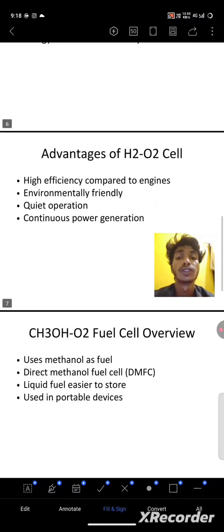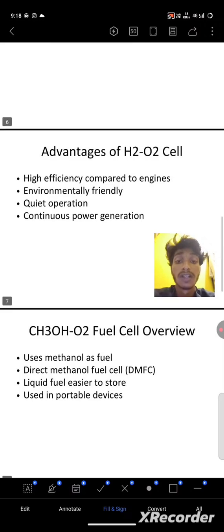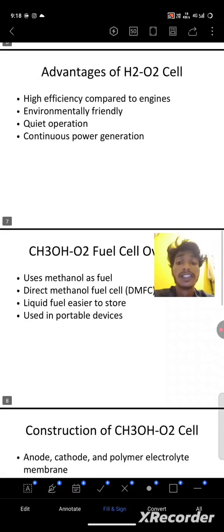Advantages of the H2-O2 cell: high efficiency compared to engines, environmentally friendly, quiet operation, and continuous power generation.